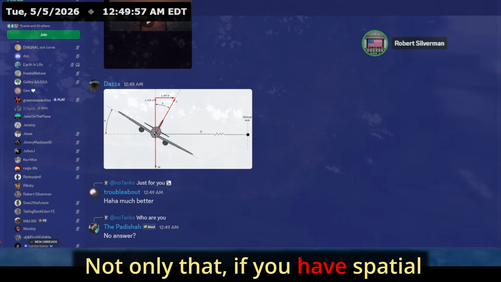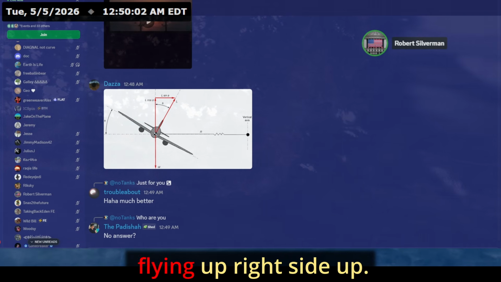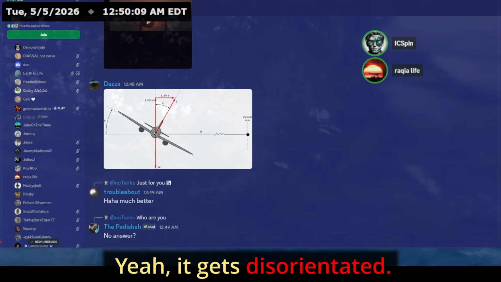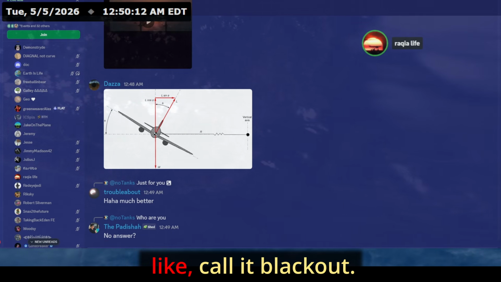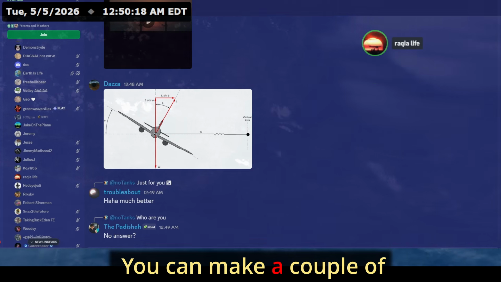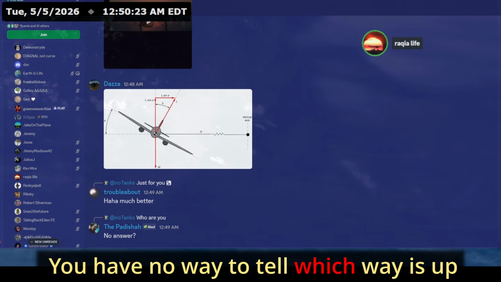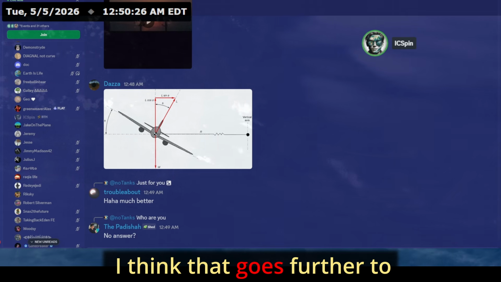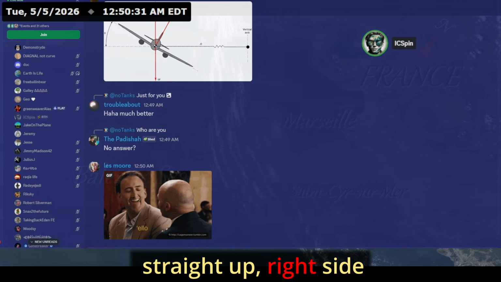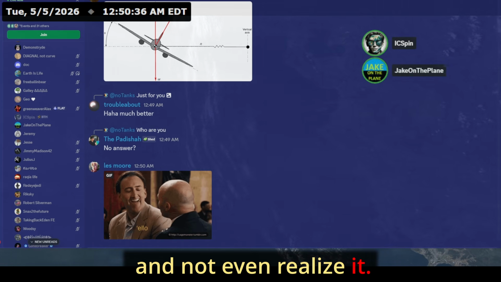Not only that, if you have spatial disorientation, you don't even know which way is up. You could be upside down and think you're flying right side up. That's been the cause of many crashes in history. You get disoriented. We've gone up and put, like, call it blackout, and you can't tell. It's a weird phenomenon. You can make a couple of turns and you have no way to tell which way is up and down when you're that far gone. I think that goes further to my point to some degree, right? You could feel like you're right side up and actually be upside down, crashing to the sea below you and not even realize it.